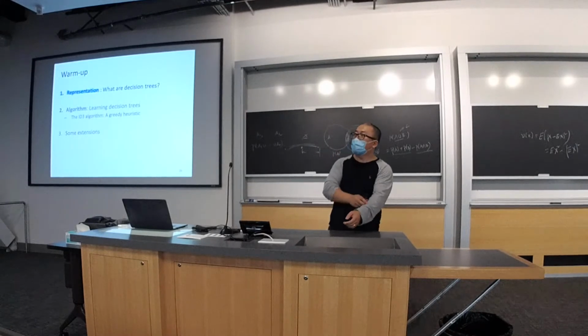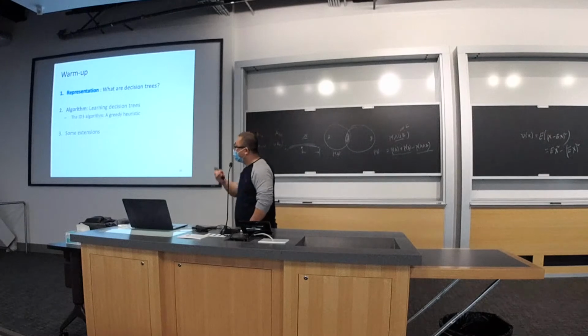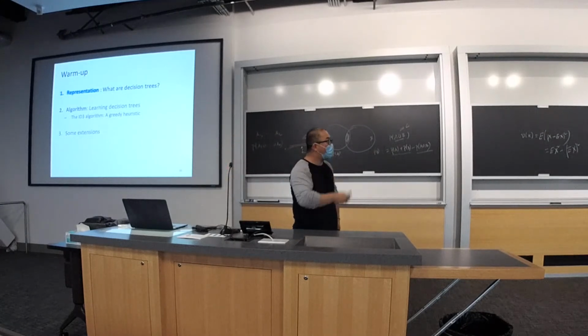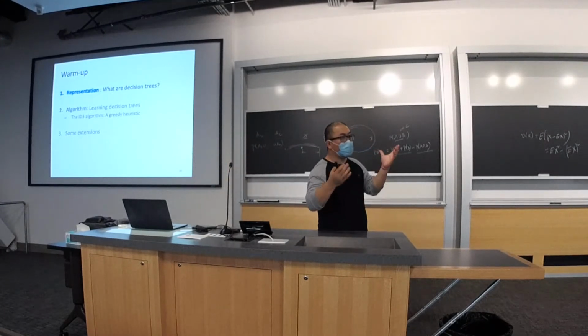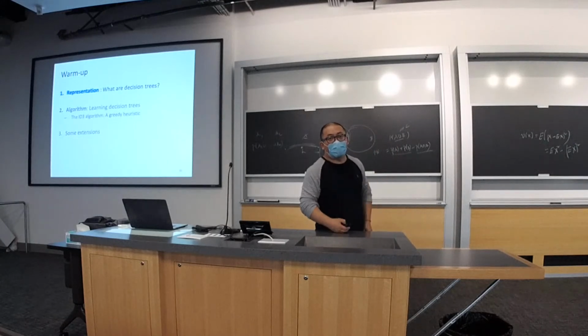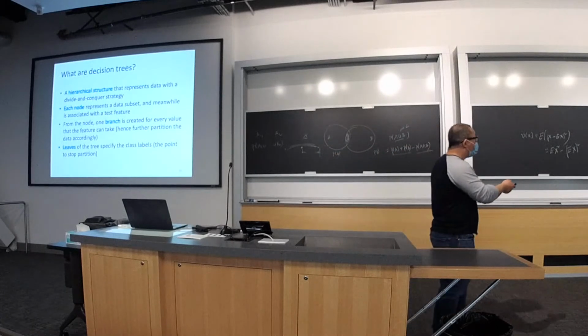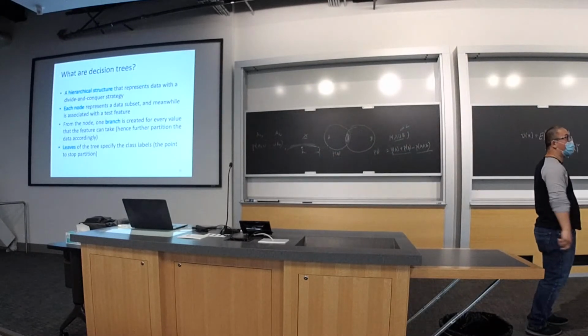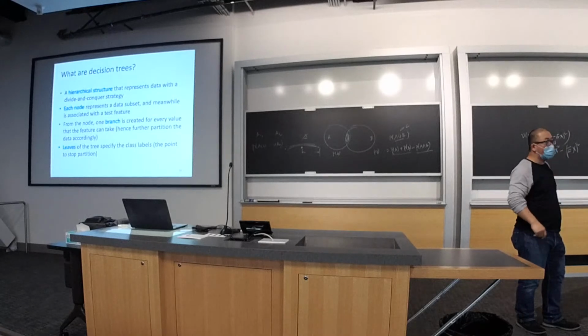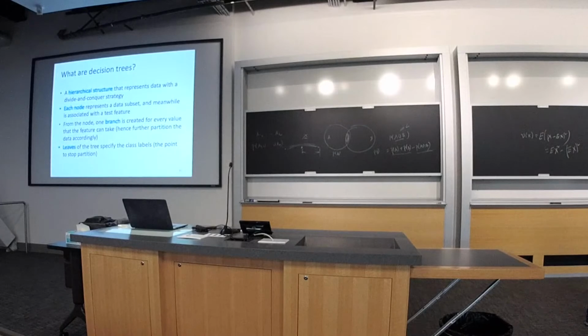Okay, so we still have 5 minutes, so we can briefly talk about the representation of decision trees. That at least gives a good intuition about the definition of decision trees. So what are decision trees? I'm going to read through these sentences, which are kind of general, but later we'll see a detailed example. Decision trees are a hierarchical structure that represents data with a divide and conquer strategy. You see that it actually divides the data in a recursive way.